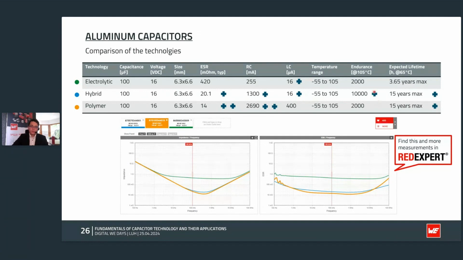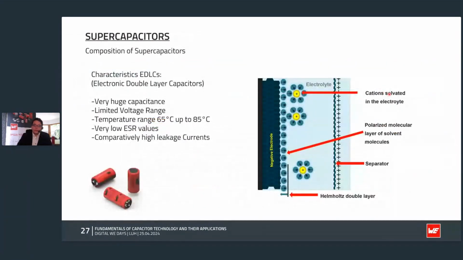If we talk about the endurance at 105 degrees Celsius, you can see that the hybrid types offer very high endurance at high temperatures. If we do a calculation at, for example, normal operating conditions like 65 degrees, then in this specific case with hybrid polymer and polymer types, you get more or less the same limit. And for the electrolytic one, the lifetime is very short in comparison to the other types.